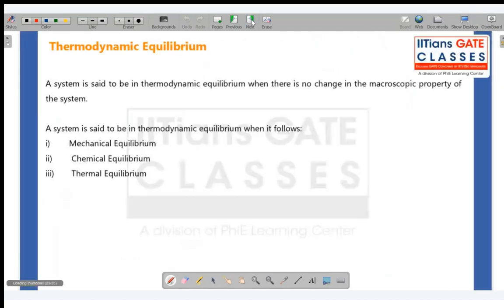Okay, let's move ahead then. Thermodynamic equilibrium. Anyone, any idea about what is thermodynamic equilibrium? A lot of people confuse thermodynamic equilibrium with thermal equilibrium. In an interview, they will ask you what is thermodynamic equilibrium, and you will start telling thermal equilibrium. They are not equal.